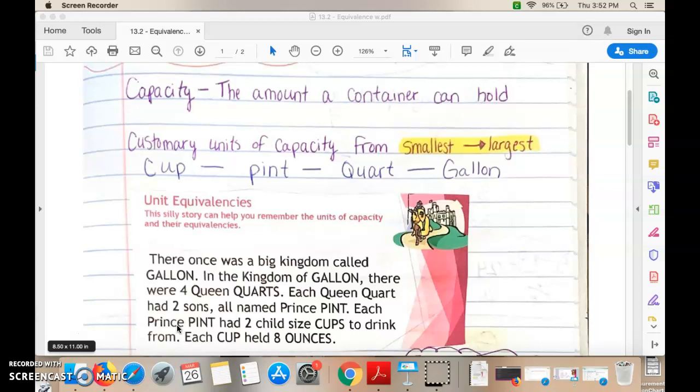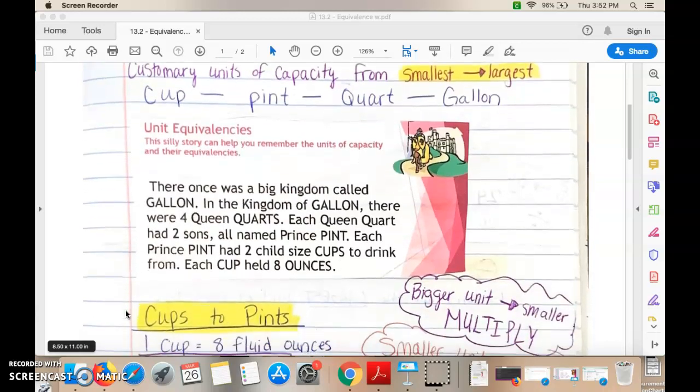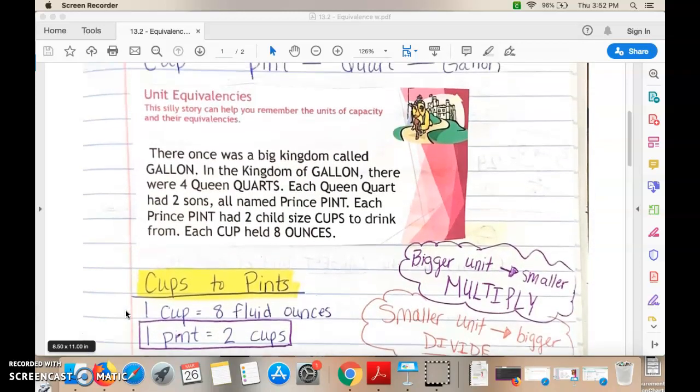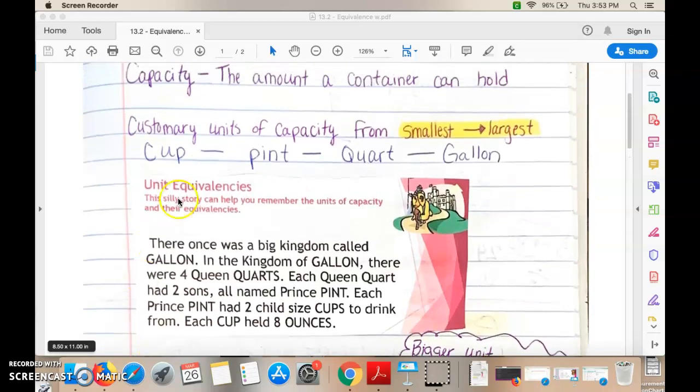Each Prince Pint had 2 child-sized cups, because 2 cups equals 1 pint. And each cup held 8 ounces, because there's 8 fluid ounces in every cup. Okay, so we're going to talk about each of these different units of capacity. Okay, cups, pints, quarts, and gallons.